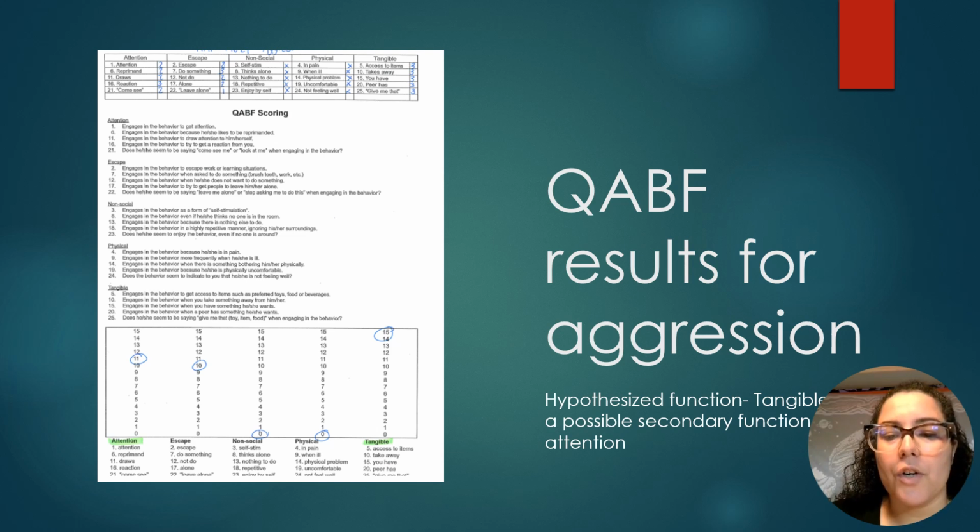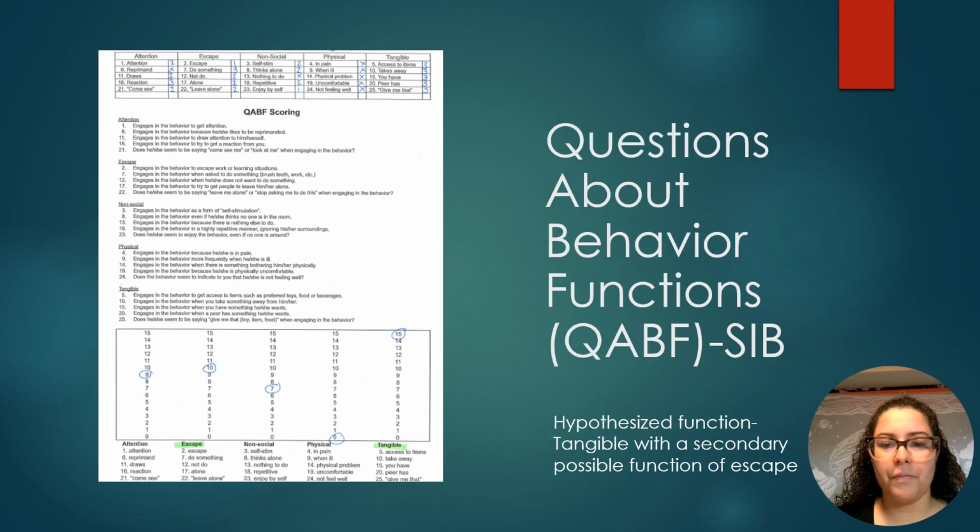Here we have our results for aggression. Our hypothesized function is tangible, with a possible secondary function of attention. So again, same thing, Likert scale: tangible scored the highest at 15, and attention looks like it scored about 11. And then here's our SIB with a hypothesized function of tangible with a secondary possible function of escape. Again, you can go ahead and read those questions, and tangible again looks like it's the highest at 15.